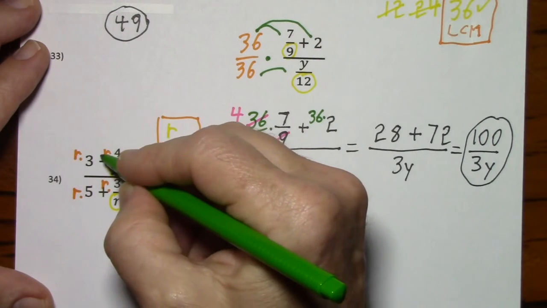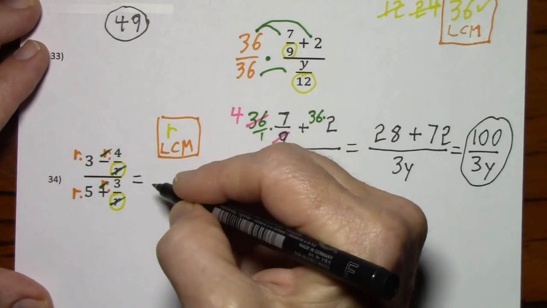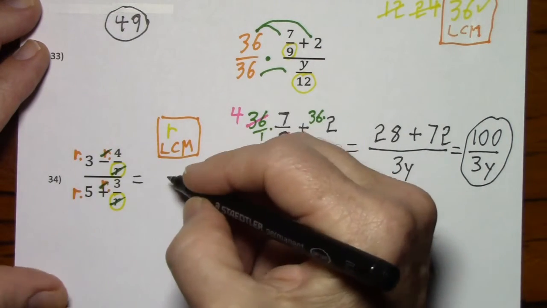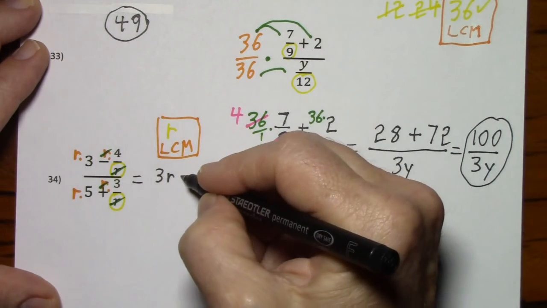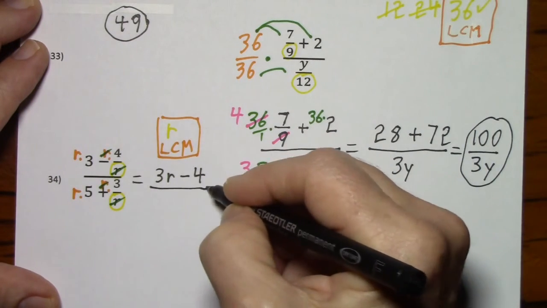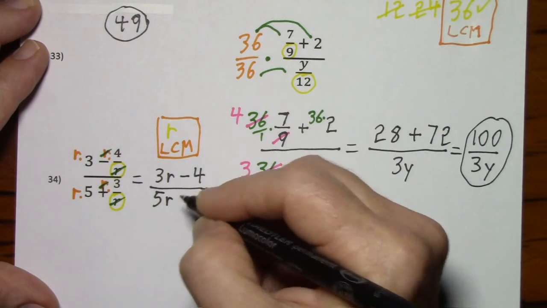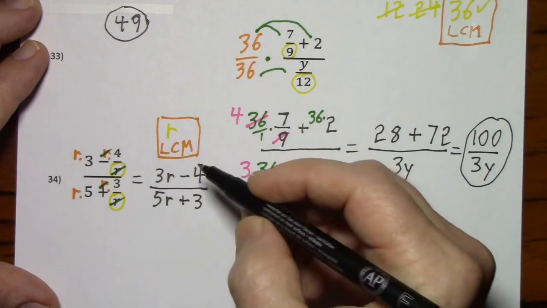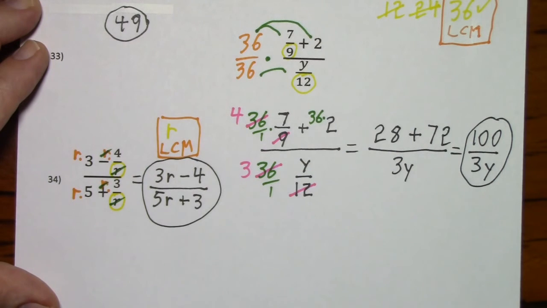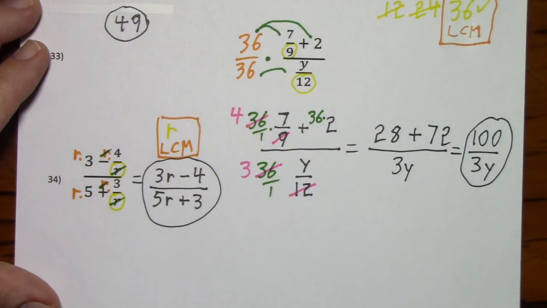Here, r cancels r, and r cancels r. You're left with 3 times r, we usually write as 3r, minus 4. R times 5 we usually write as 5r, plus 3. That's all you can do. You cannot cancel these because they're being added or subtracted. You can only cancel terms that are being multiplied.